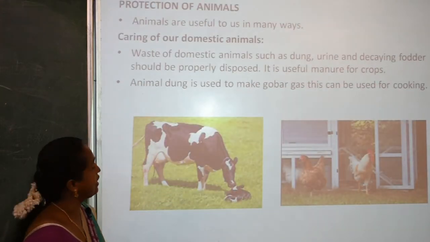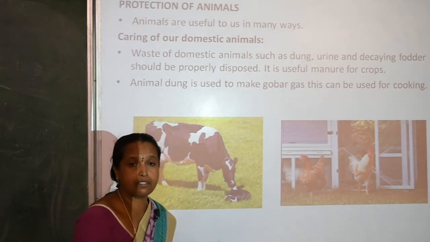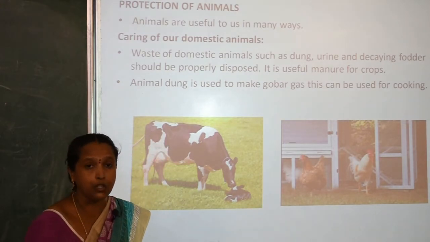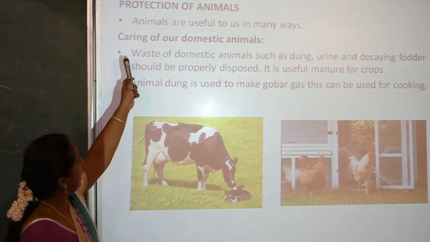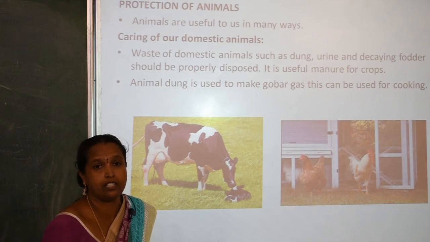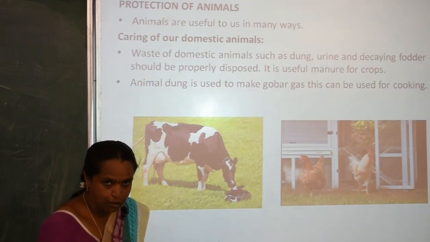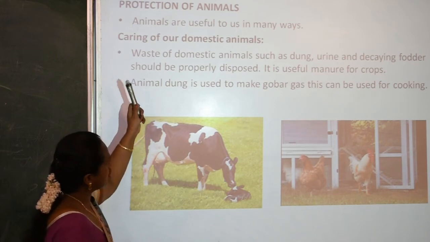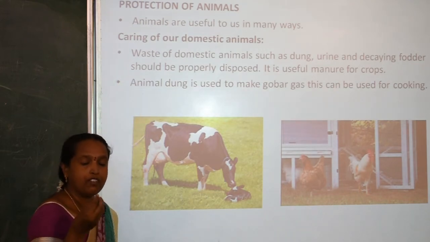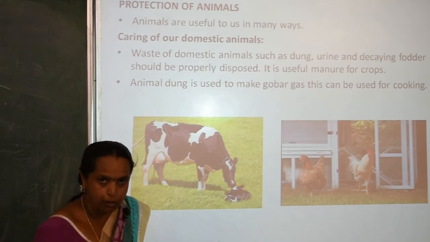Protection of animals. Animals are very useful to us in many ways. Let's see how. Caring for our domestic animals: hen, duck, cat, everything is very useful to us. The waste of animals, that is dung, is useful as manure also.